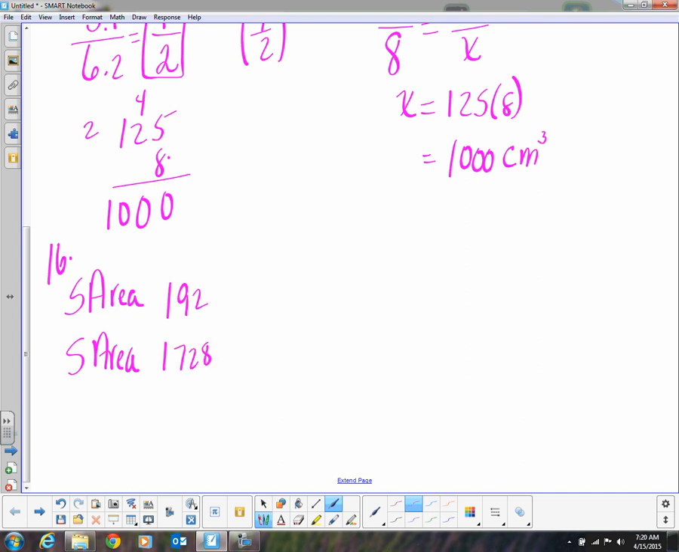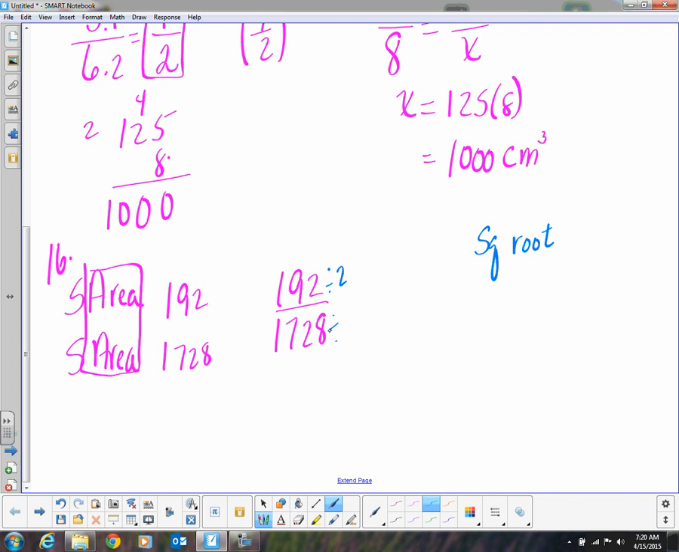All right. Operative word here is what? Area. So if I write this as a ratio, what did I do to scale factor to get to here? Okay, so what will I eventually have to do? But we're not square rooting right now because what do we have to do first? Simplify. What divides? They're both even. So what is 192 divided by 2? 96. What's 1728 divided by 2?